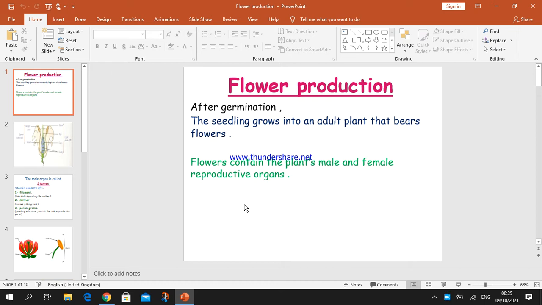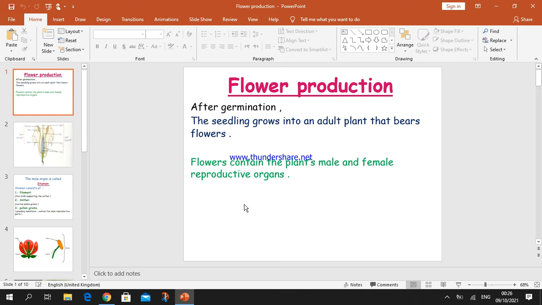After germination of the seed and changing the seed into a seedling, the seedling grows into an adult plant that carries different parts of the plant like leaves and flowers. Flowers that contain the plant's male and female reproductive organs are known as perfect flowers or typical flowers. So we classify flowers into two types, perfect flower or imperfect flower.